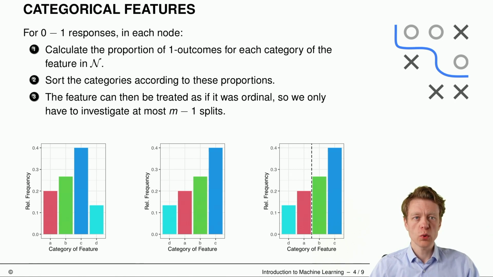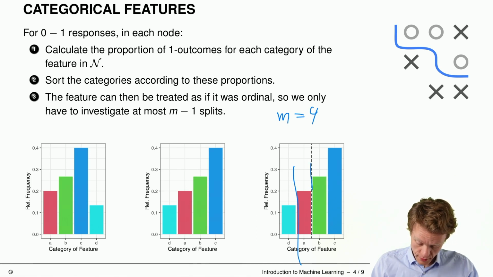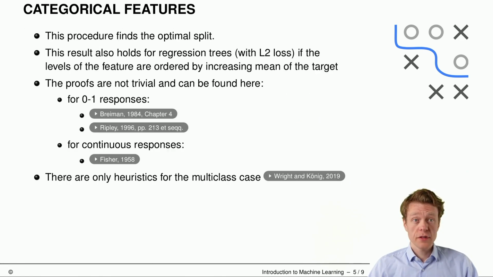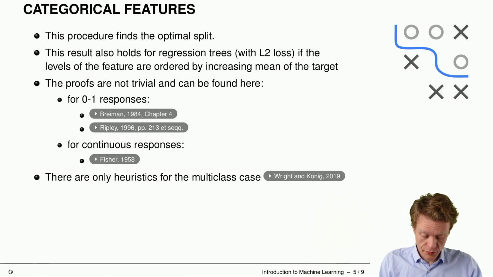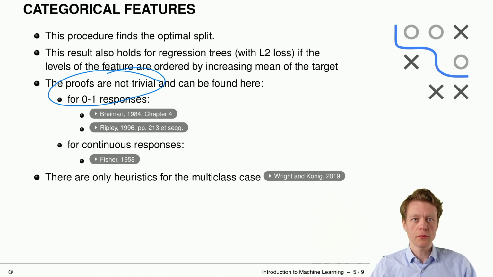Which means that we have at most to investigate m-1 splits. If m is 4, as in that case, we just have 3 splits: between D and A, between A and B, and between B and C. So that's way less than 2 to the power of m-1 minus 1. Perhaps you can calculate how many we spare here. And this procedure still finds the optimal split, which is interesting. The proof is not that trivial, so we have linked a little bit of literature here. If you want to look this up for 0-1 responses, look at Breiman or Ripley.